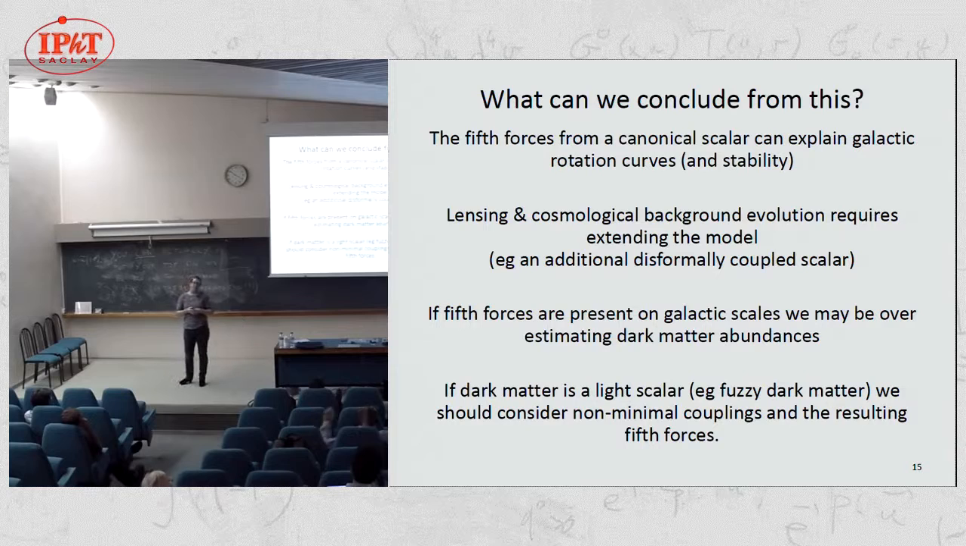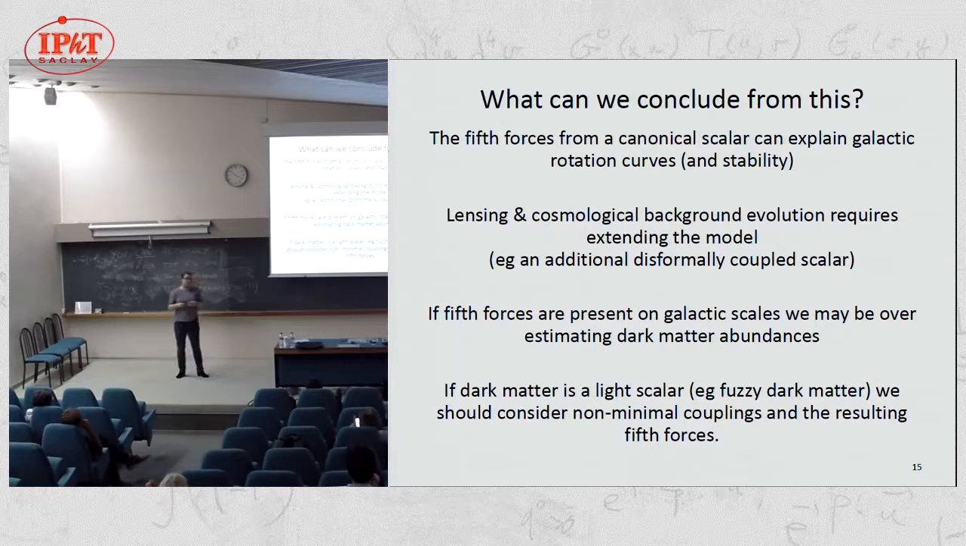Obviously, if you want to do the CMB, there's much more work to be done there. But I think just from what we have here, there are two things that I wanted to say. If we are really serious about thinking about fifth forces on cosmological scales, and they're present on galactic scales as well, we may be significantly overestimating the local dark matter abundances, not by tiny numerical factors, but by significant amounts. And maybe this has implications for how much dark matter we think there is locally.